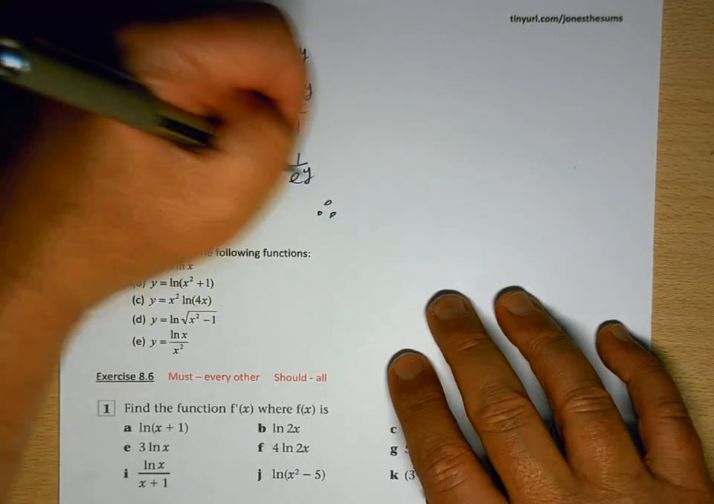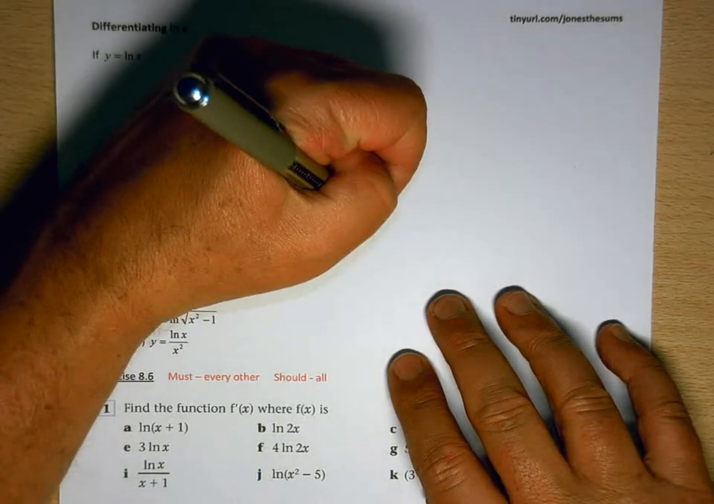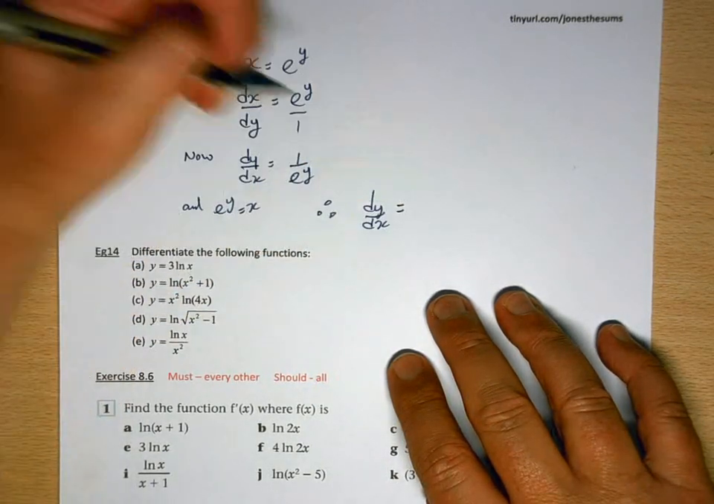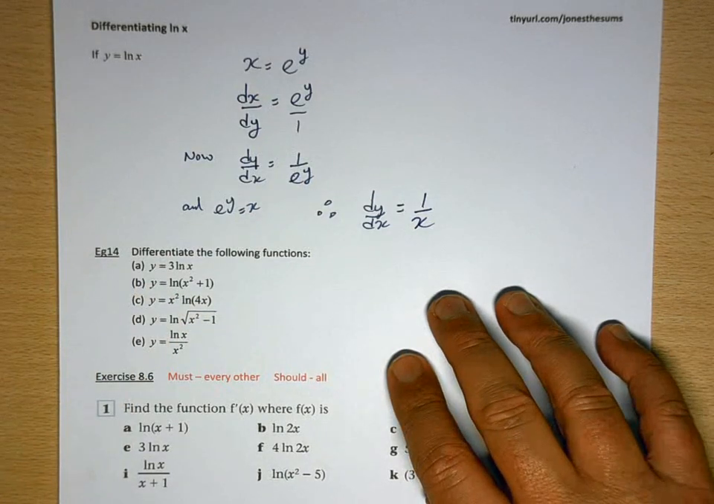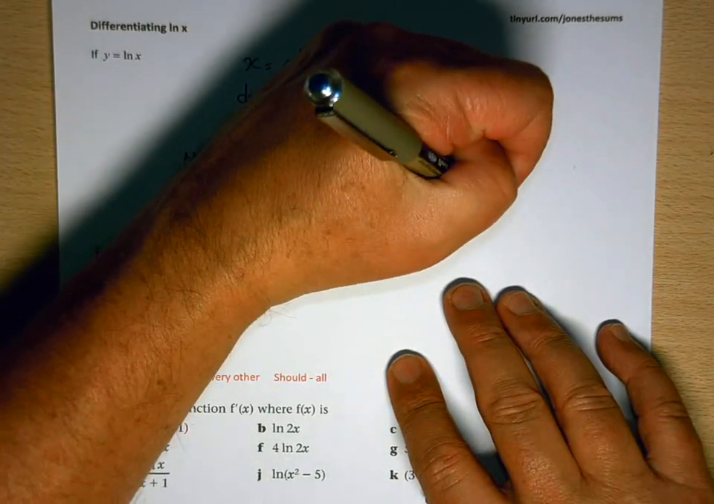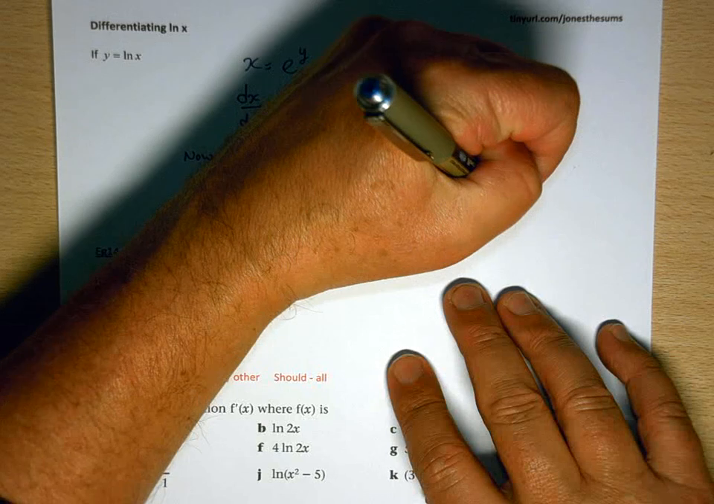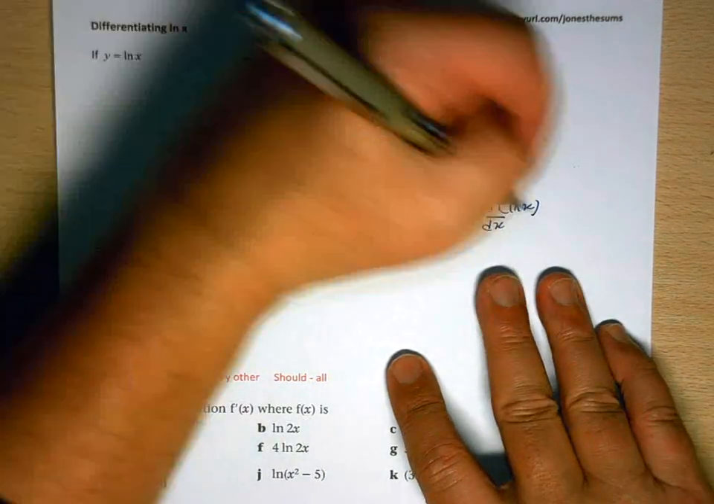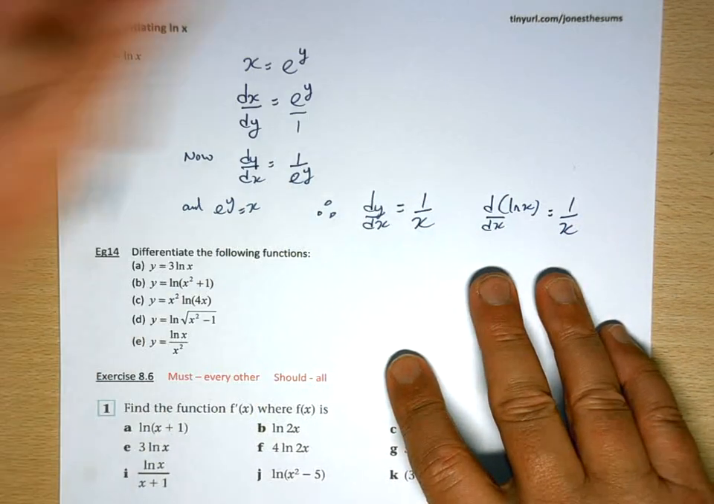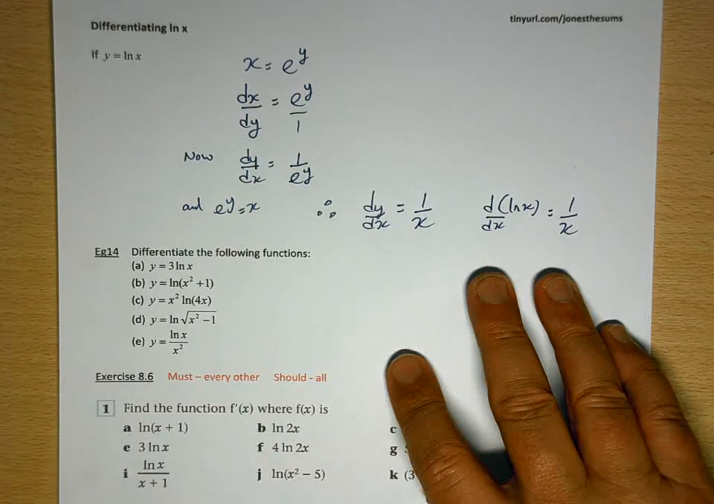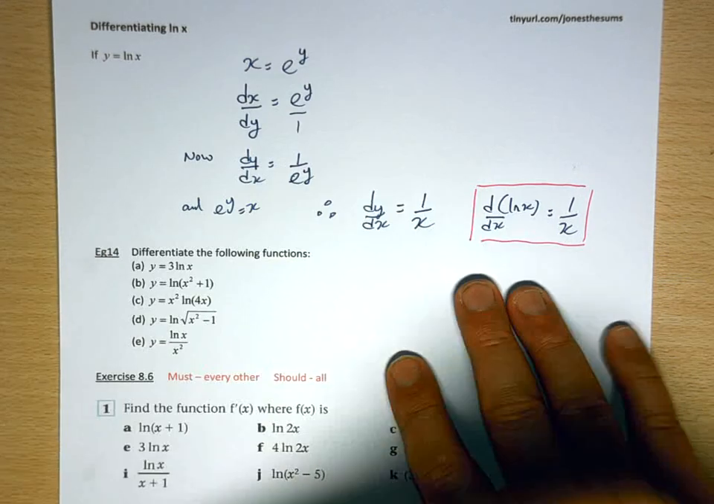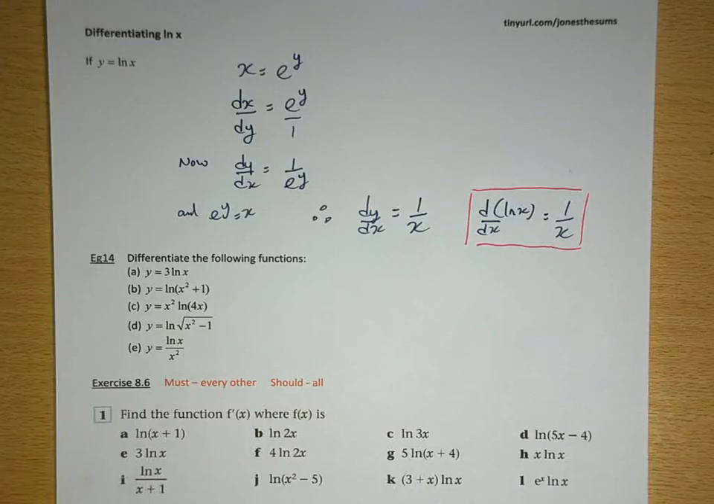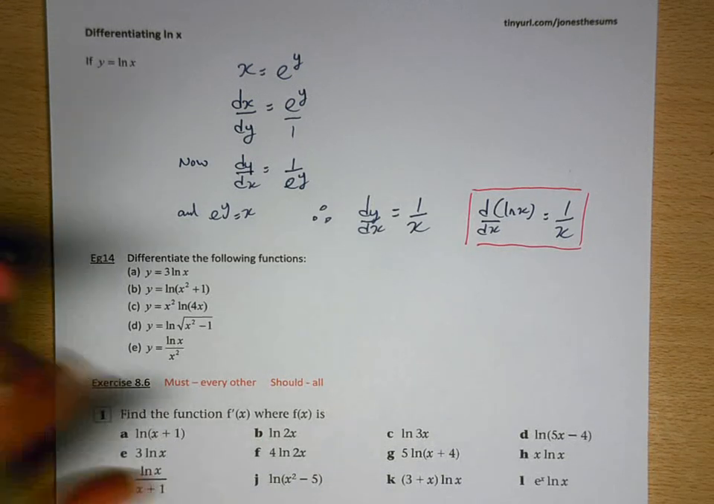So therefore dy dx equals 1 over e to the y, which is 1 over x. So when you differentiate the natural log of x, you get 1 over x, which is another function that you need to be able to memorize the differential of.